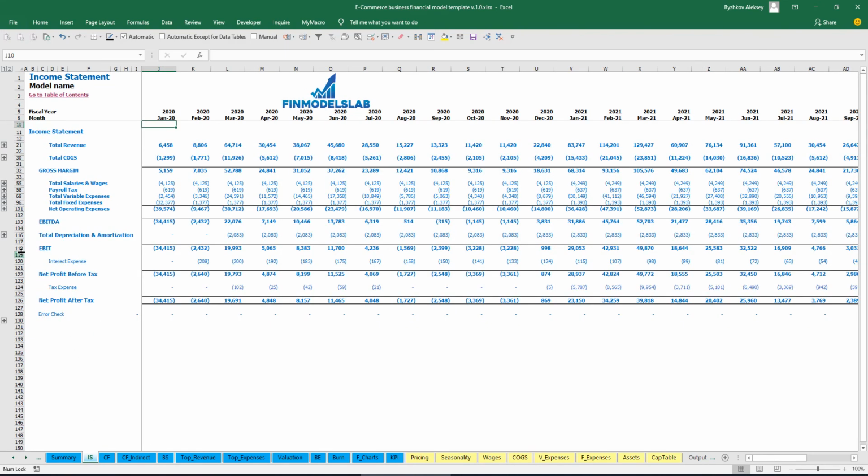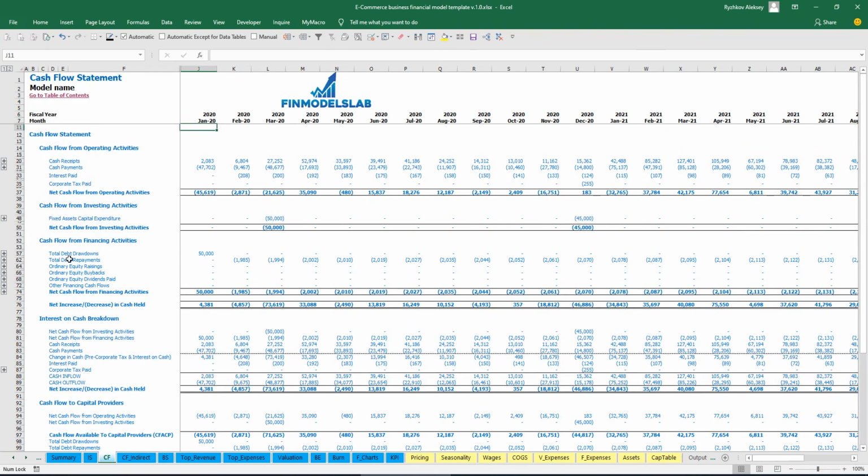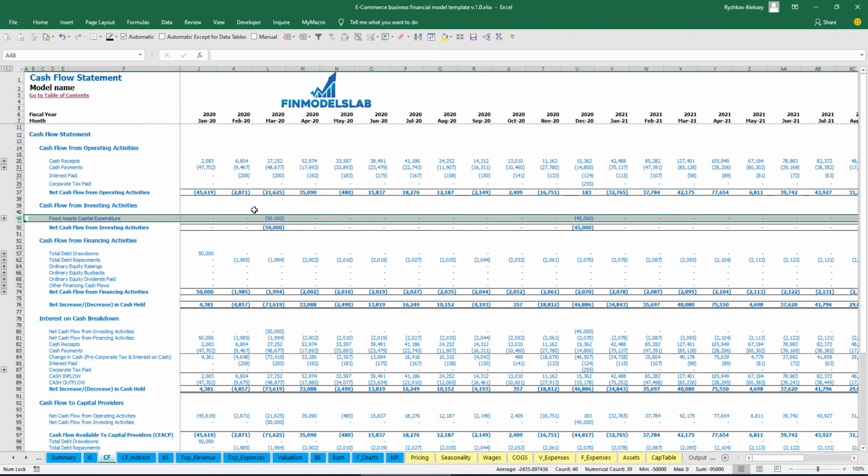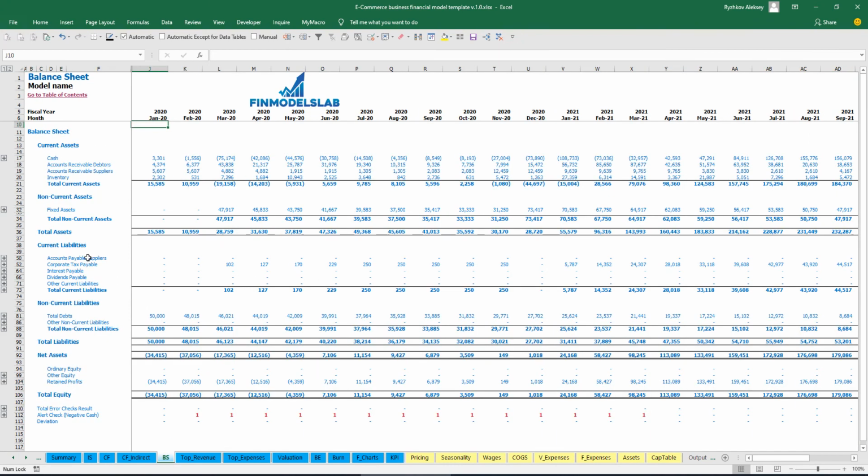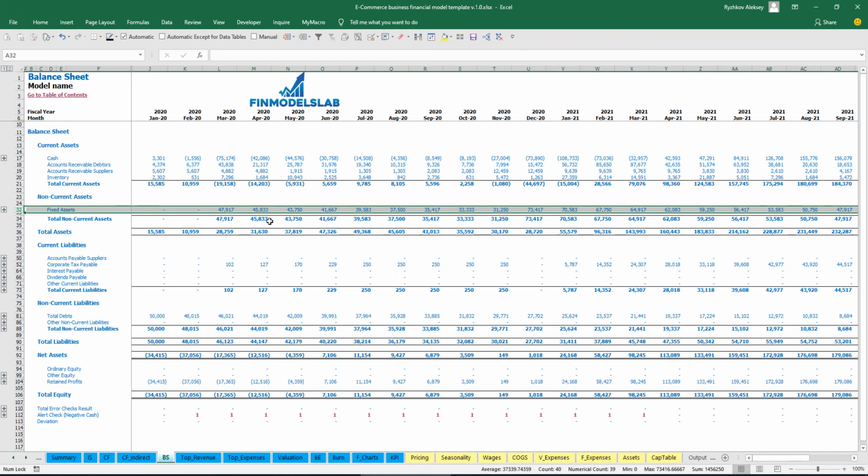So in the income statement, you may find the depreciation and amortization amount for each month. On the cash flow, you may see the fixed asset capital expenditure. And on the balance sheet, you may see the total closing net book value for these assets.